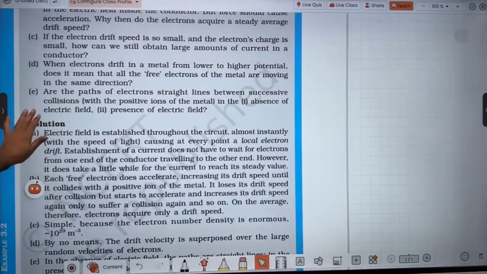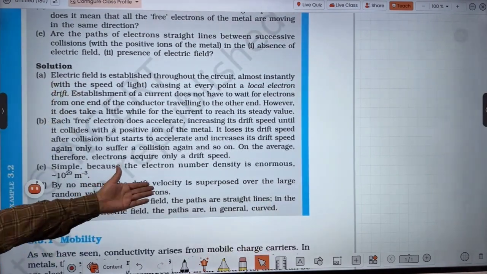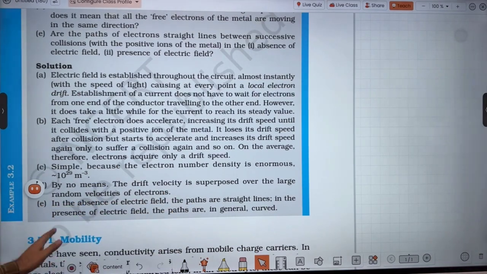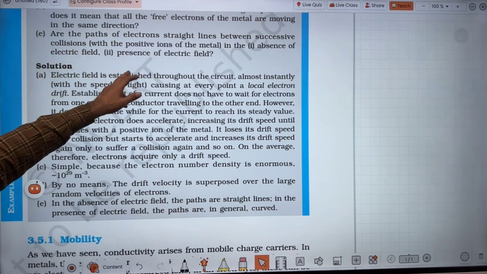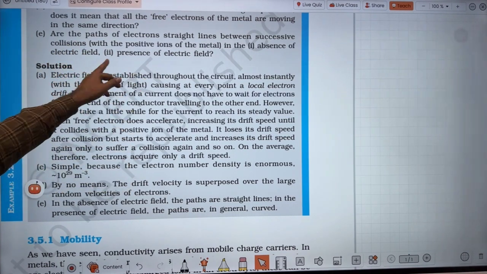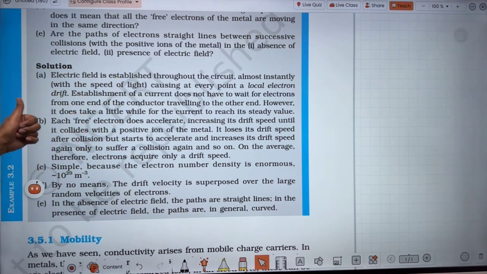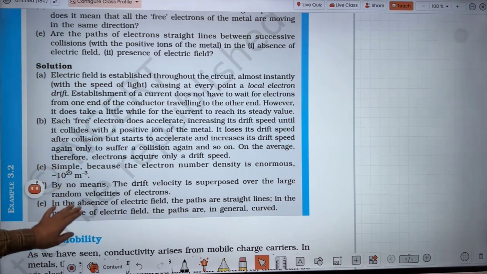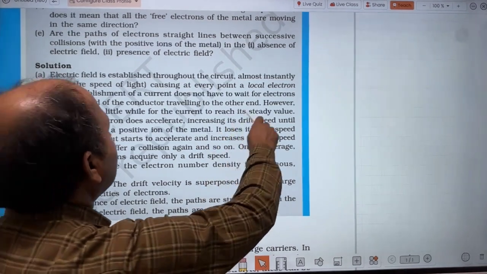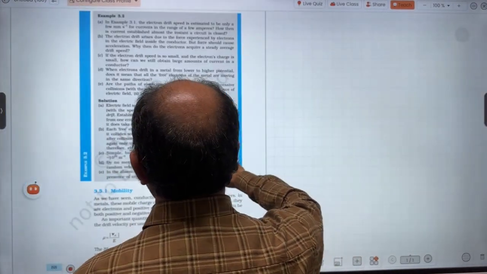Then the next question is, when electrons drift in a metal from lower to higher potential, does it mean that all the free electrons of the metal are moving in the same direction? So by no means. The drift velocity is superposed over the large random velocities of electrons. And the last part is, are the paths of electrons straight lines between successive collisions with the positive ions of the metal in absence of field and in presence of field? So in absence of electric field, the paths are straight lines. In the presence of electric field, the paths are in general curved. So these are some basic questions that you have understood.